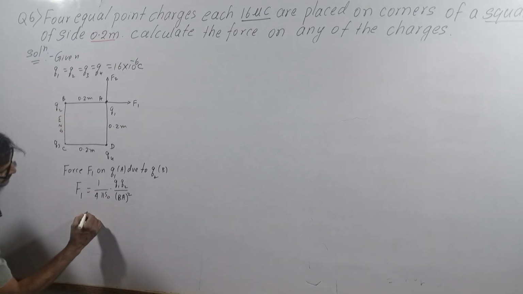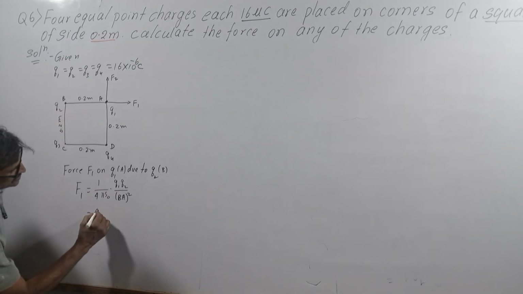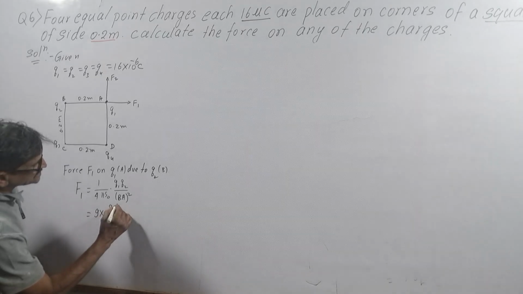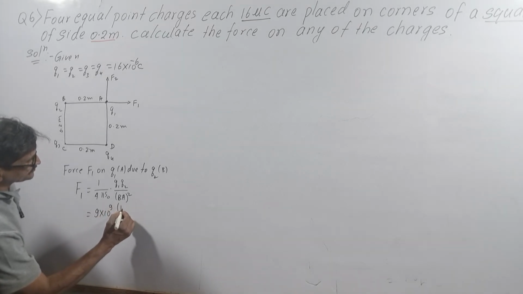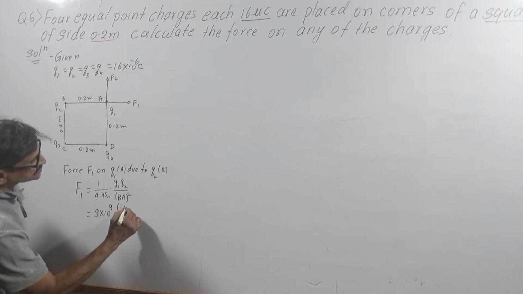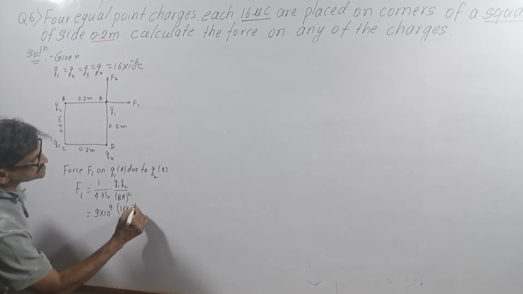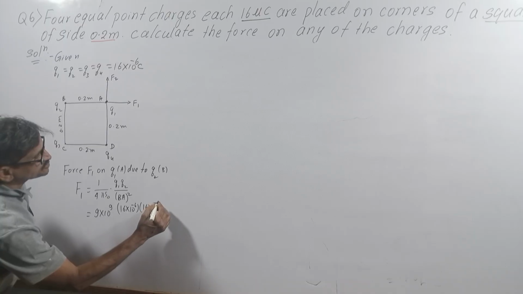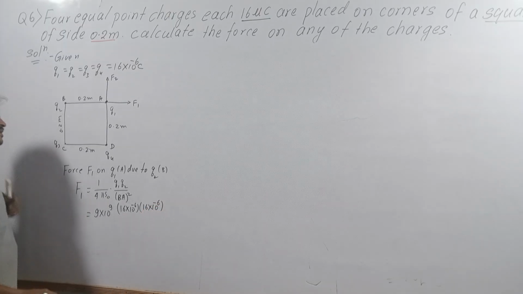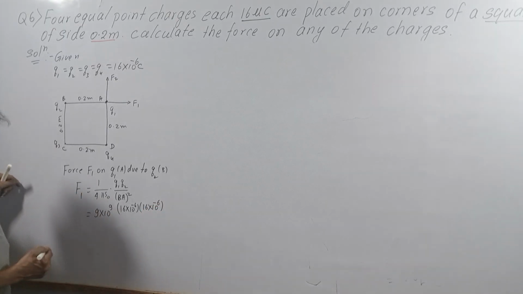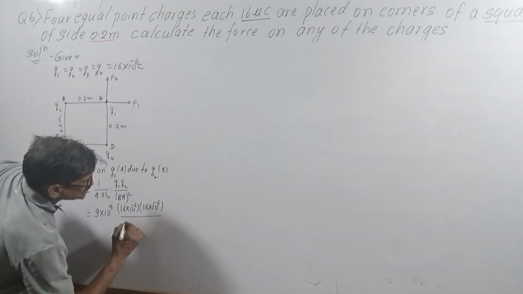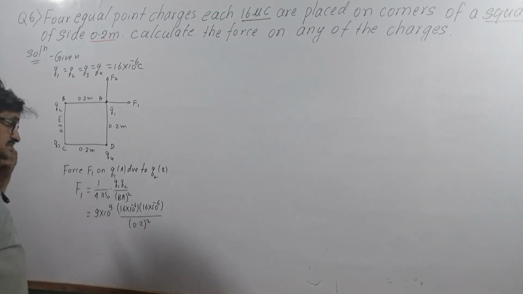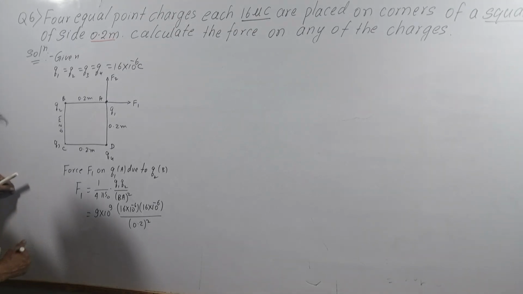Now put their values here. The constant value is 9 into 10 to the power 9. Both the charges are equal, therefore I am taking the square. Otherwise, you write 16 into 10 to the power minus 6, and one more 16 into 10 to the power minus 6, because micro value is 10 to the power minus 6. And the distance is 0.2 square.